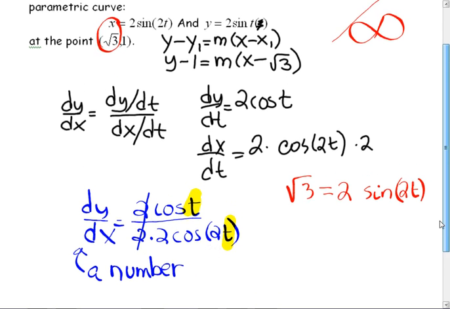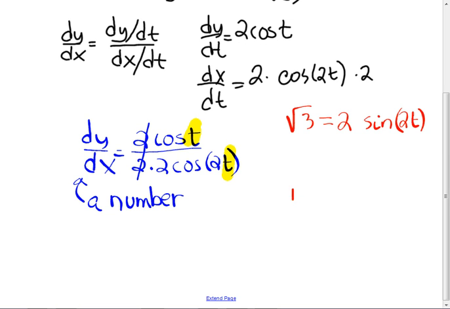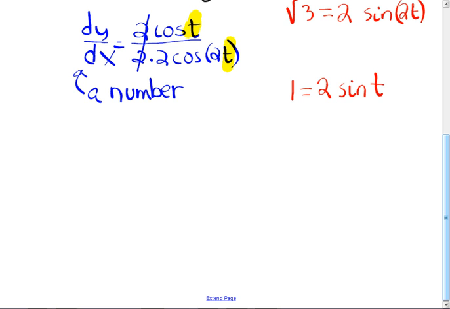Let's go and do the y's next. 1 is equal to 2 sine of t. That one's easier to solve. Do you remember how to solve a trig equation? Solve for the sine of t. So we'll do the easy one first. So the sine of t is equal to what? 1/2. What's that angle?